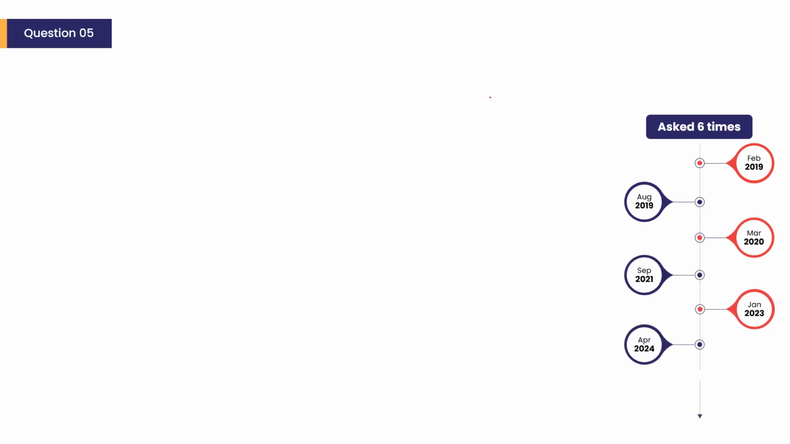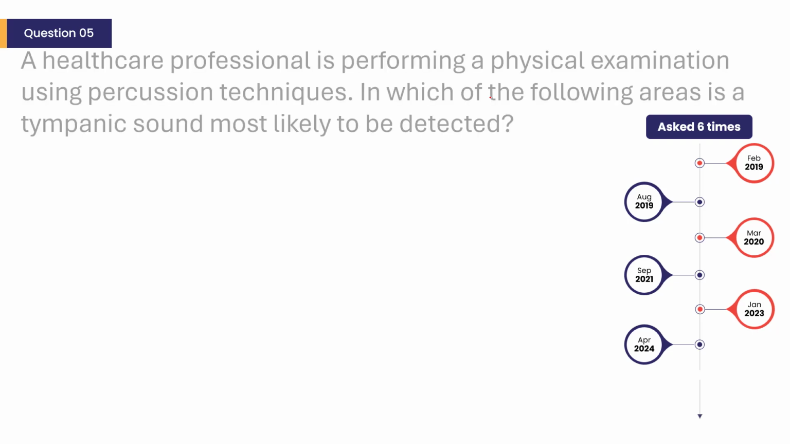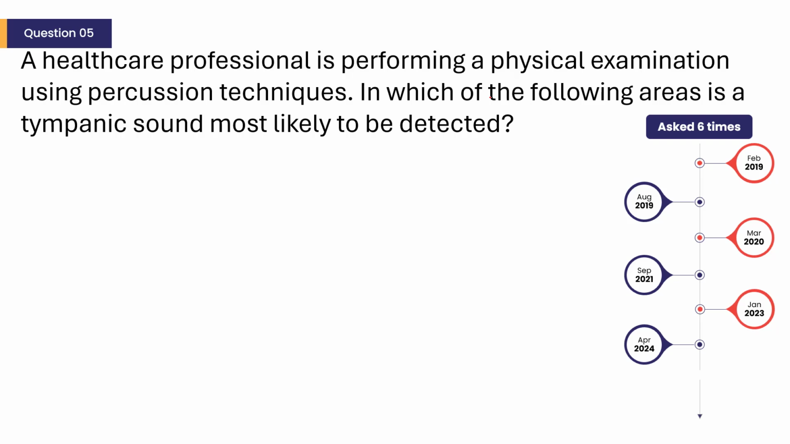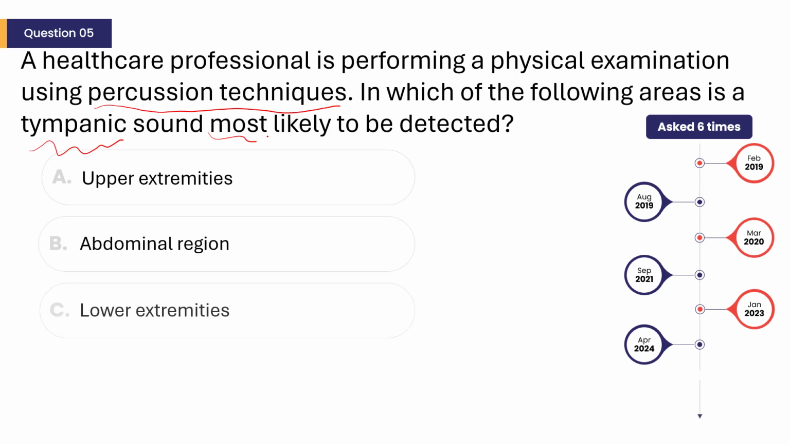This physical assessment question has been asked 6 times in the last 5 years and is highly likely to appear in the exam due to its frequent repetition. A healthcare professional is performing a physical examination using percussion techniques. In which of the following areas is a tympanic sound most likely to be detected? A. Upper extremities. B. Abdominal region. C. Lower extremities. D. Chest cavity.